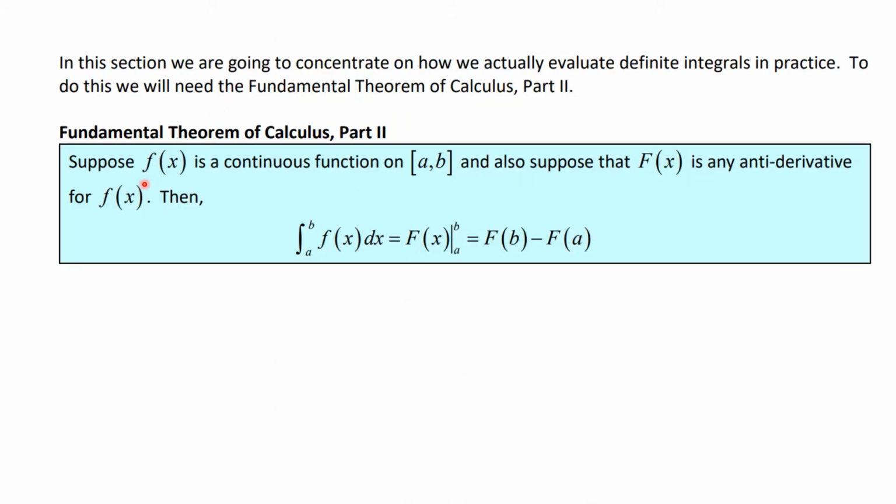Okay, so here's the Fundamental Theorem of Calculus part 2. Suppose that lowercase f of x is a continuous function on [a, b]. This is part of the if part. You need this to use the theorem. And also suppose that capital F of x is any antiderivative. There are many, but we take any antiderivative of lowercase f of x.